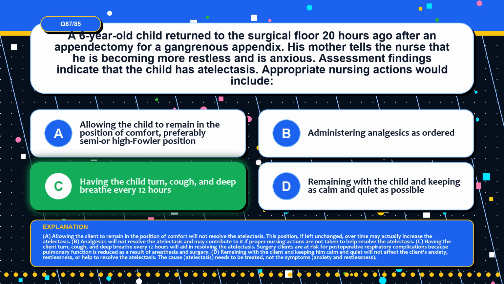resolve the atelectasis. C. Having the client turn, cough, and deep breathe every 2 hours will aid in resolving the atelectasis. Surgery clients are at risk for postoperative respiratory complications because pulmonary function is reduced as a result of anesthesia and surgery. Remaining with the client and keeping him calm and quiet will not affect the client's anxiety, restlessness, or help to resolve the atelectasis. The cause, atelectasis, needs to be treated, not the symptoms, anxiety and restlessness.